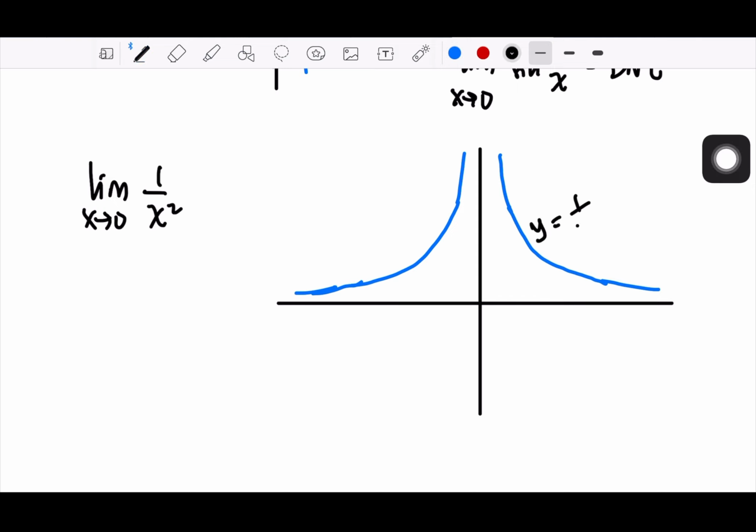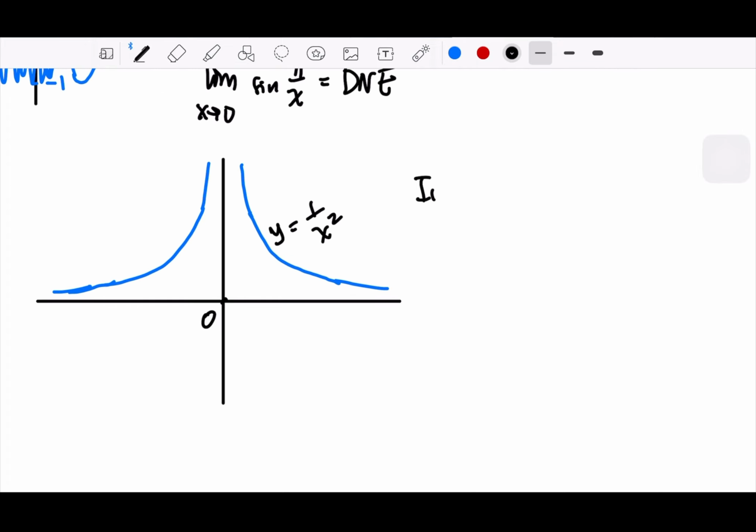Okay, we call this 1 over x squared. Now what will happen at x equals 0? From both the left and the right, it seems that it's getting larger, larger, and larger. It's going to some infinite number, right? And this is where we have another term in limits: infinite limits.